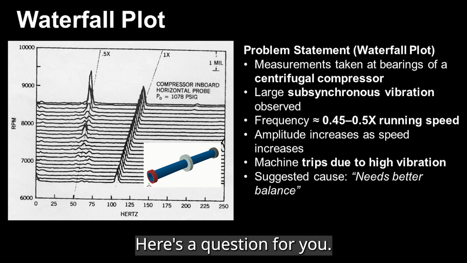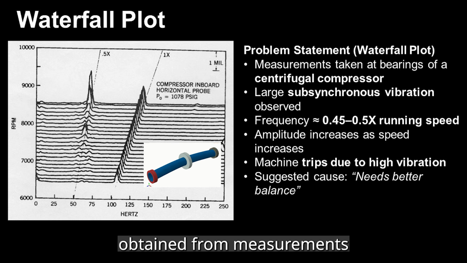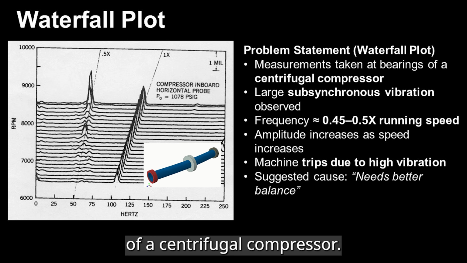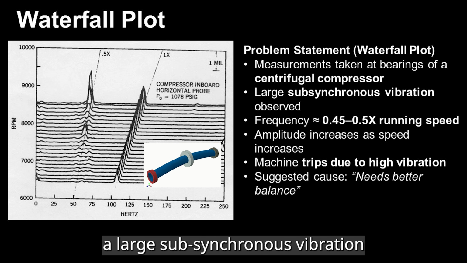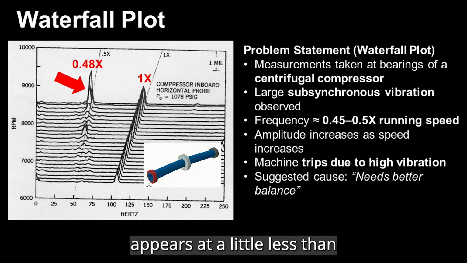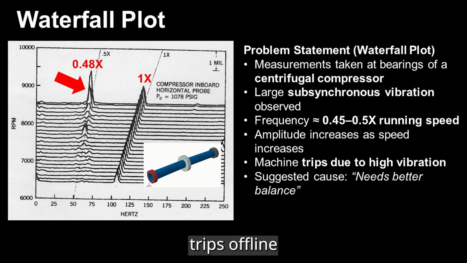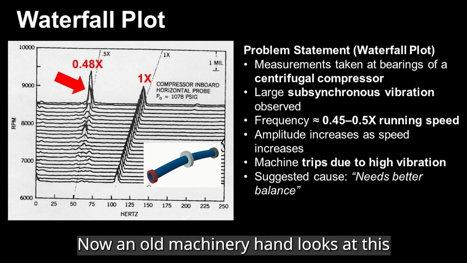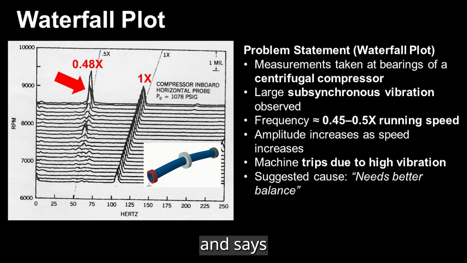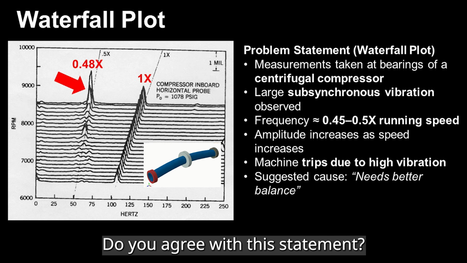Here's a question for you. You are told that this waterfall plot was obtained from measurements at the bearings of a centrifugal compressor. As the running speed increases, a large subsynchronous vibration appears at a little less than 1/2 of running speed. The vibration grows rapidly, and eventually the machine trips offline due to high vibration levels. Now, an old machinery hand looks at this and says, "This machine just needs better balance." Do you agree with this statement?